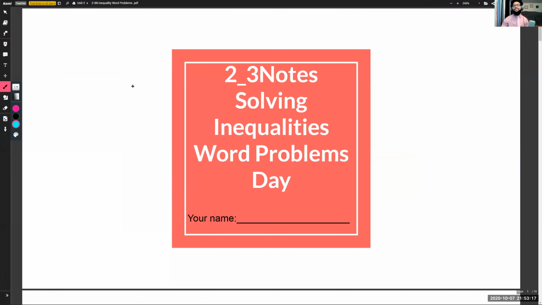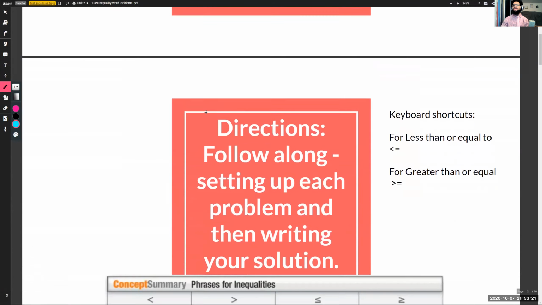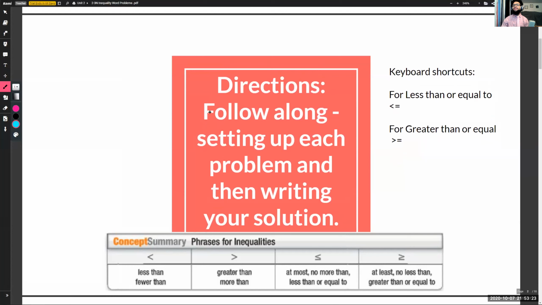So we're going to spend this day, like I said, solving inequality word problems. Quite a few of you, the last few times we were using Kami, weren't quite sure how to get the less than or equal to or the greater than or equal to signs. You can just type in less than or equal to or greater than or equal to if you like, and that's perfectly okay. I'll know exactly what you mean. It may not look the best, but I will know what you mean.